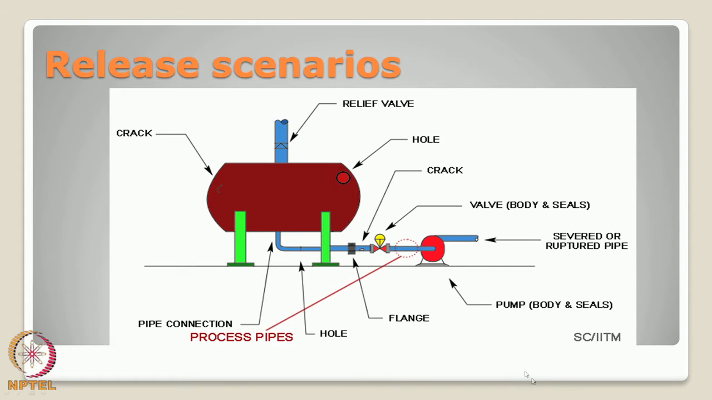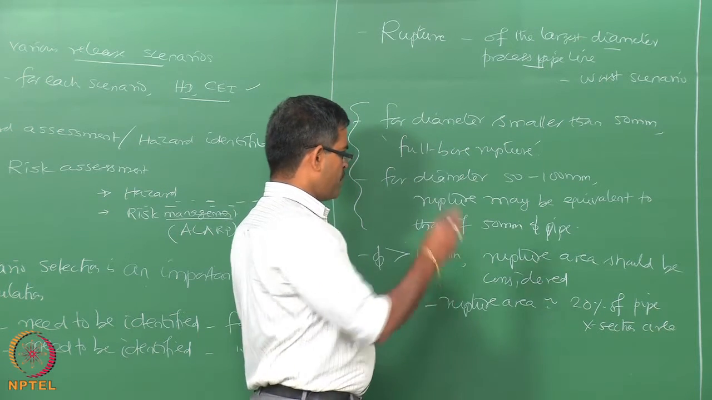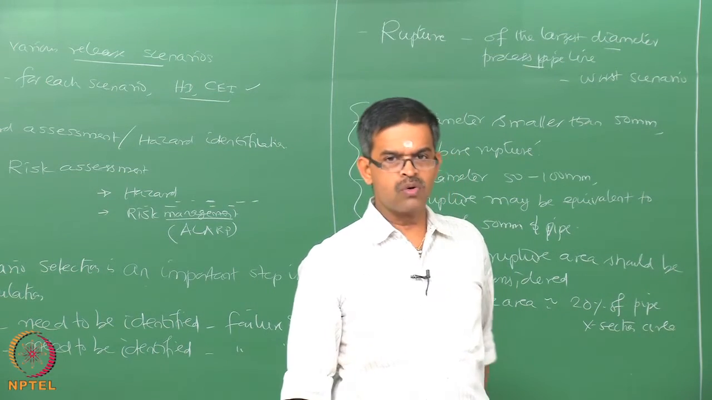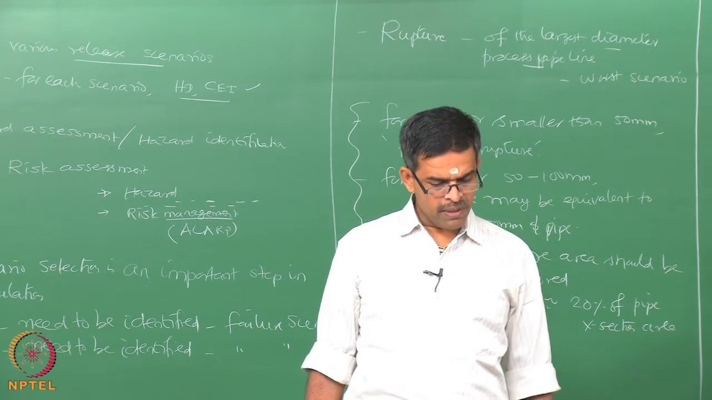Now, the screen shows various release scenarios. Let us say the first release scenario could be the failure in the process pipeline. Now, there could be a possibility that the process pipeline may fail. If the diameter of the pipeline is less than 50 millimeter, then we will take appropriately the value as suggested by the code, we will take it as full bore rupture. If the pipeline diameter is between 50 and 100 mm, then you should consider equivalent rupture of 50 mm diameter pipeline, and so on and so forth. So, one possibility is there could be a rupture in the process pipeline.